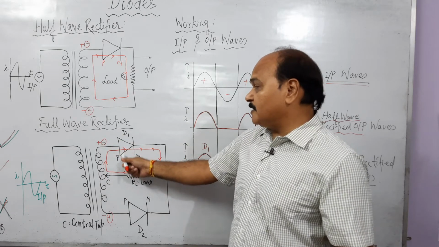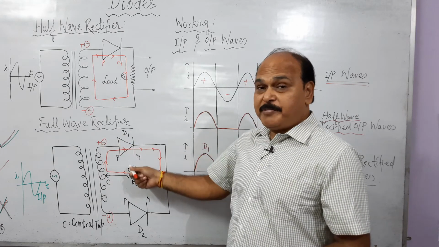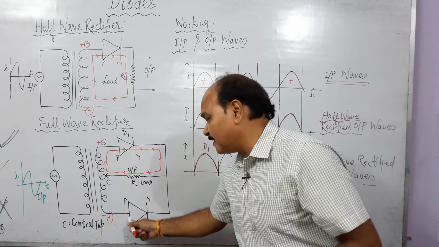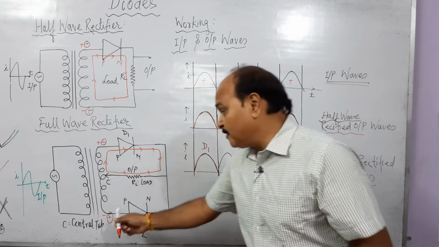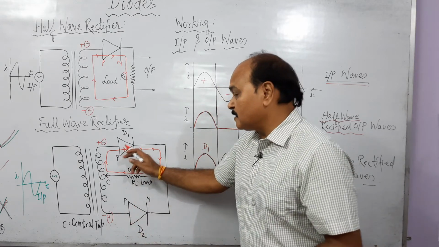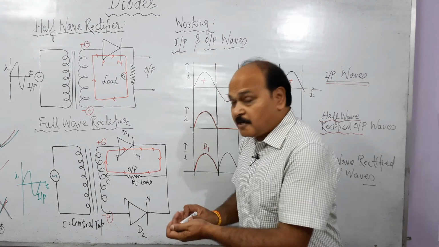This P is connected with the negative terminal of the battery, P connected with N, this is reverse bias. But look here, this P is connected with positive. This simply means this diode is forward bias. In the next half, this is reverse bias. When this diode is going to be forward bias, it is going to conduct.